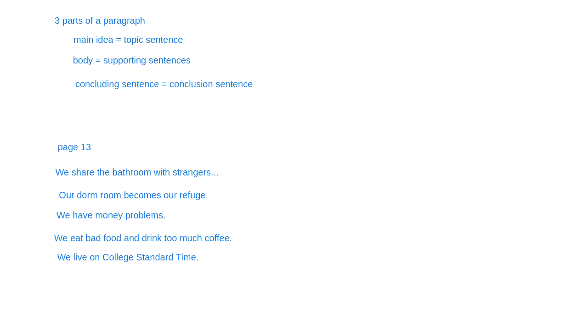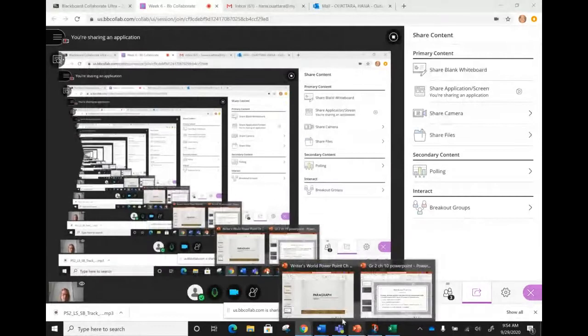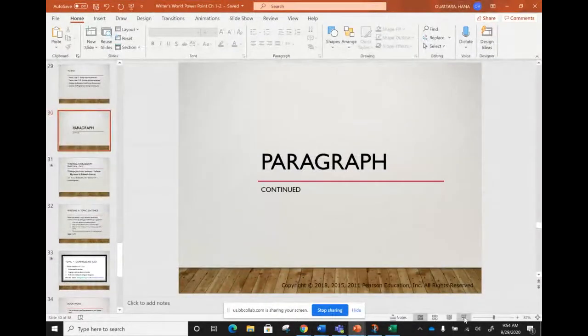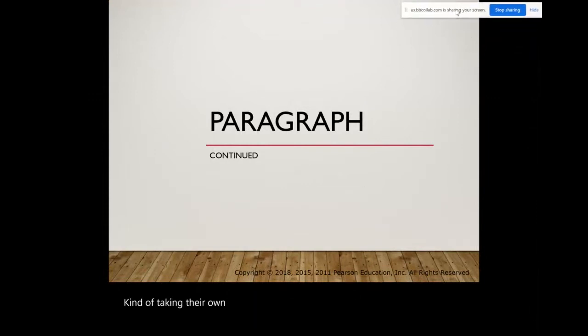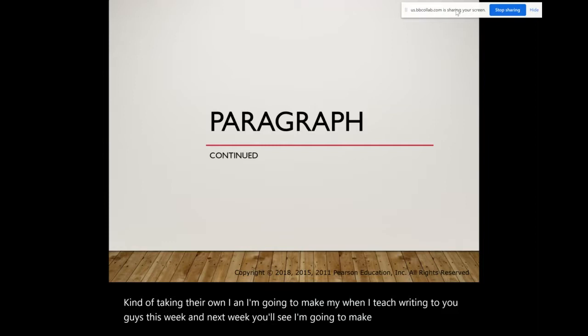All right, guys. So that was practice one, just looking at supporting details a little bit more. Questions, anybody? It's a little challenging, but I think I didn't understand very well what they were doing. So they were summarizing a little bit of the sentence, right? Yes, some of it is just kind of taking their own idea. And when I teach writing to you guys this week and next week, you'll see I'm going to make it a lot simpler.